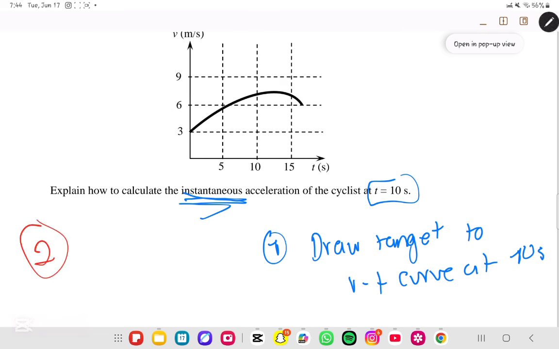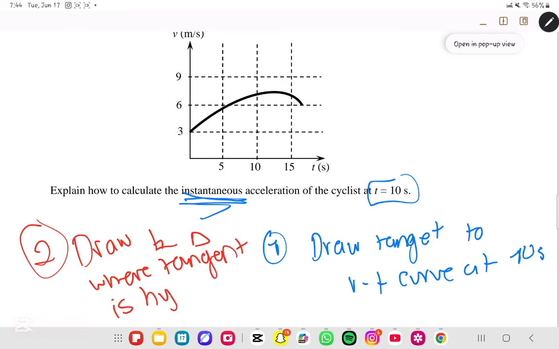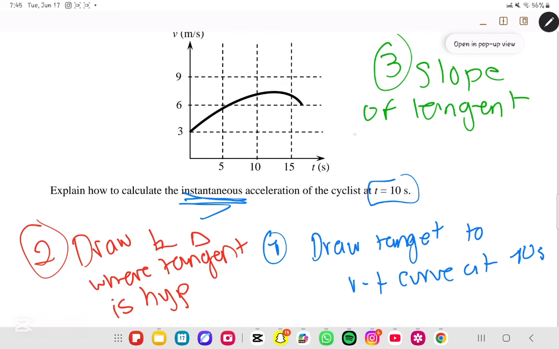Now, the next step is to draw a right triangle for which the tangent line is the hypotenuse. This means a right triangle where the tangent is the hypotenuse. And then the third and final step is to find the slope of the tangent line. The slope of the tangent line is equal to the acceleration.